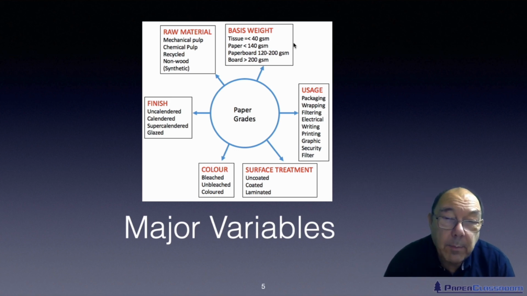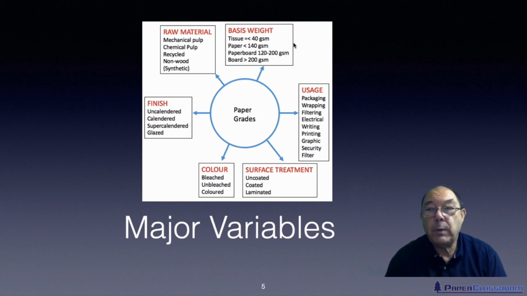Is it a printing paper? Is it for doing paintings? Is it a graphic paper for postcards and posters? Is it a security paper? Does it have special security features in? Or could it be just a standard filter paper? So there are many ways of selling paper. You should be aware of all the different ways of categorizing paper.